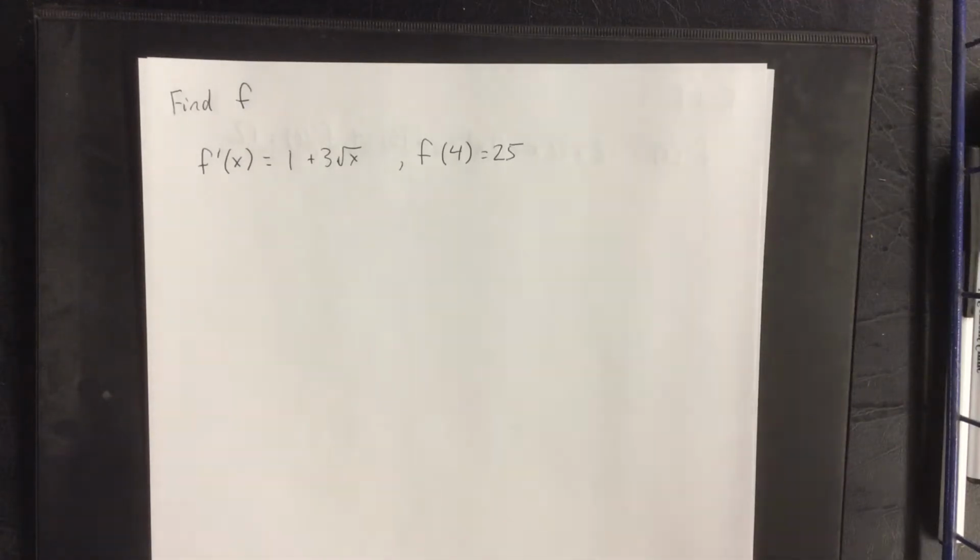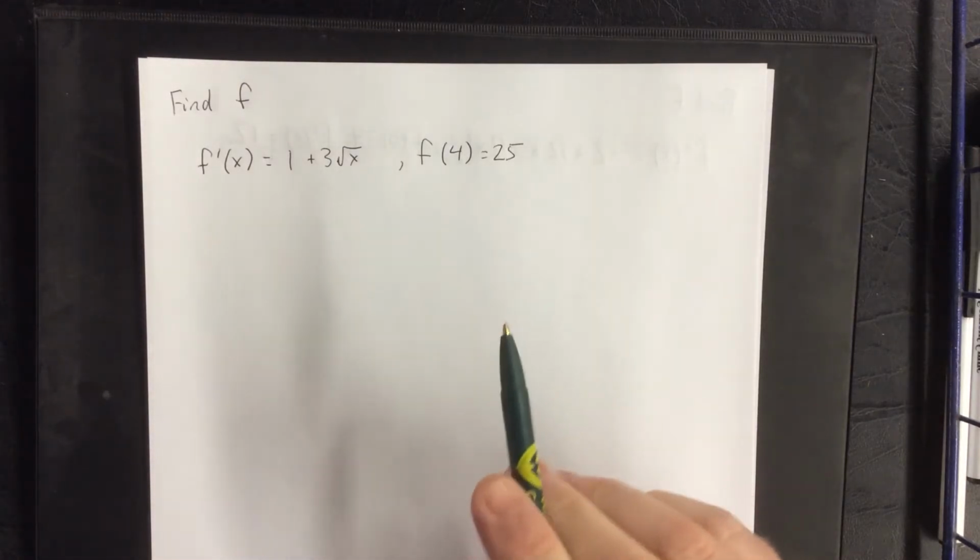So next we're going to work through some examples of initial value problems, a very common thing that you'll see in Calc 2 as well as differential equations. So here we have f prime of x is equal to 1 plus 3 square roots of x, and the initial condition given to us is that f of 4 is equal to 25.